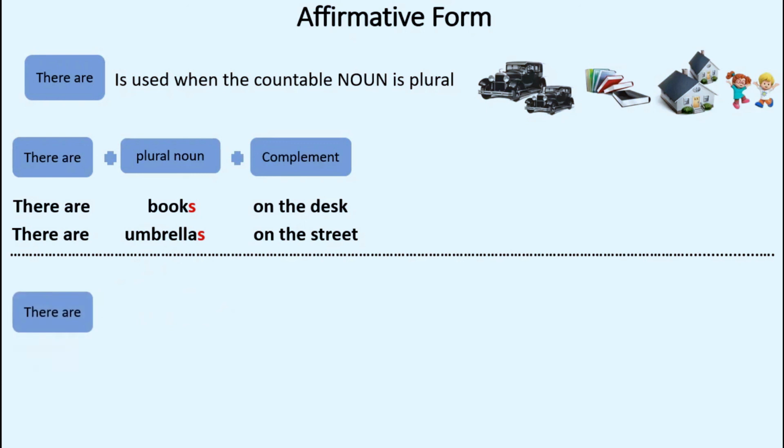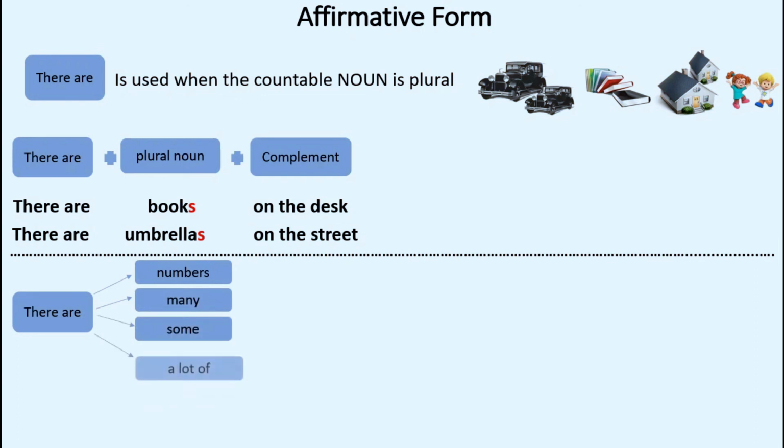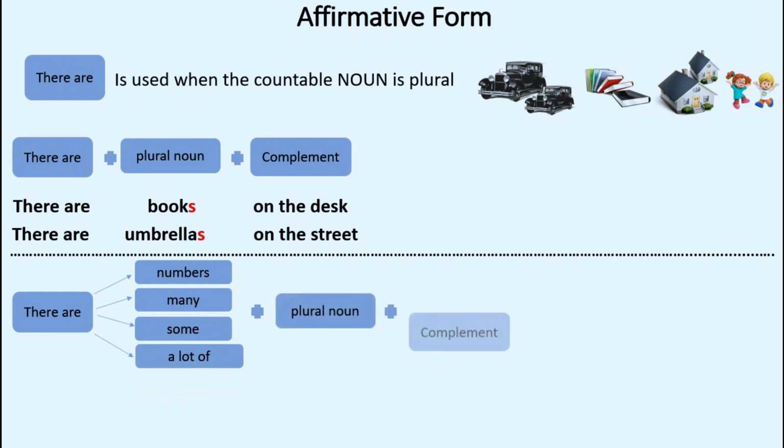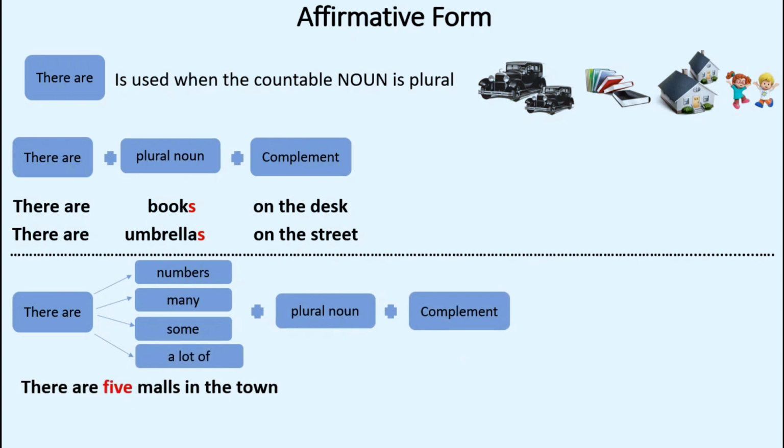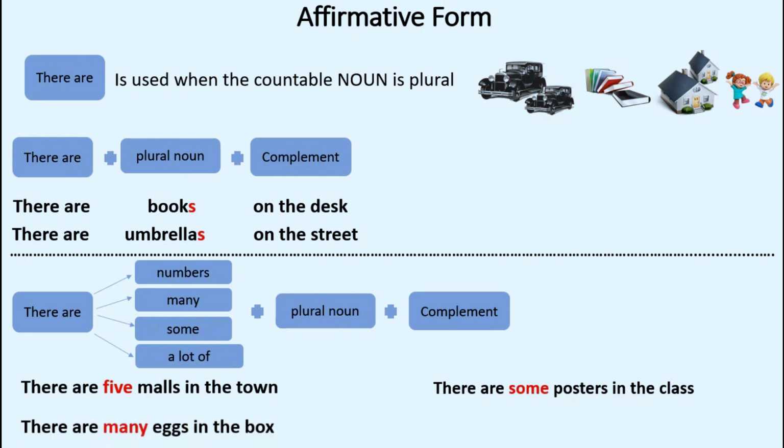We also use there are with numbers, many, some, a lot of, plus the plural noun, plus the complement. For example, there are 5 malls in the town. There are some posters in the class. There are many eggs in the box. There are a lot of books in the desk.